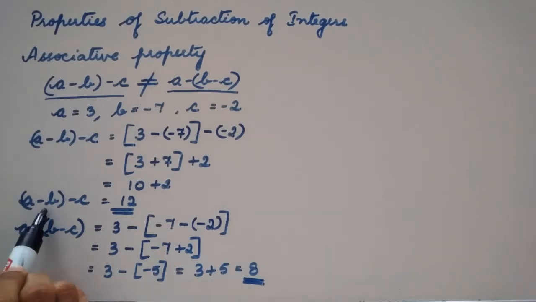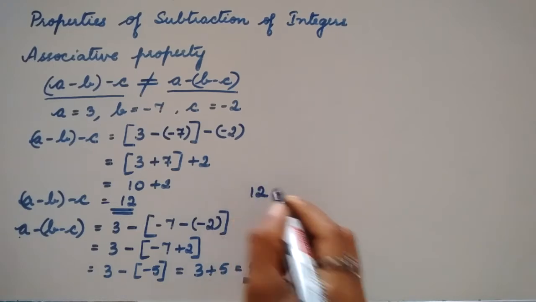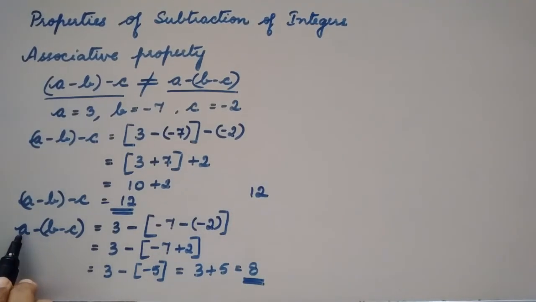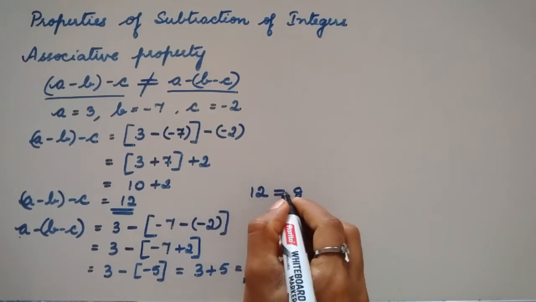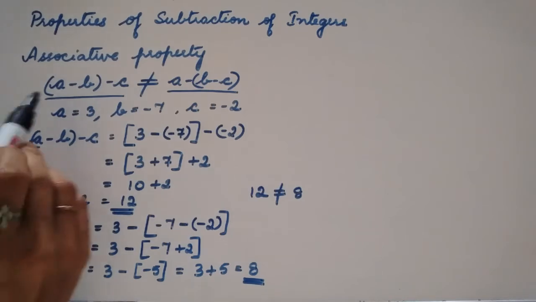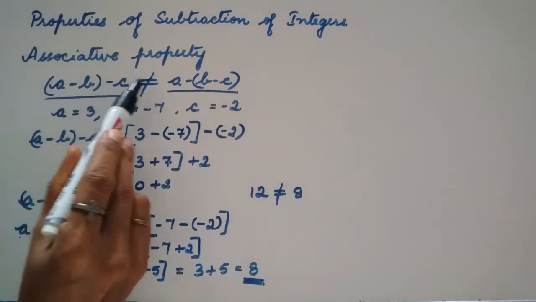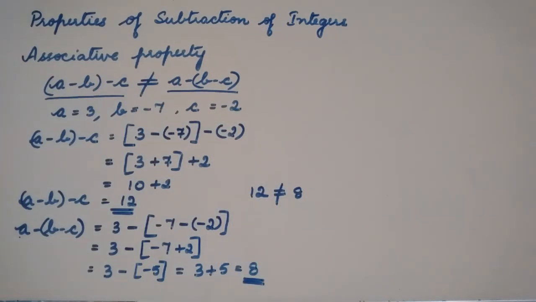So (a minus b) minus c, we got it as 12, and a minus (b minus c) we got as 8. So 12 is not equal to 8. Therefore (a minus b) minus c is not equal to a minus (b minus c). So subtraction of integers is not associative. Is this clear, students?